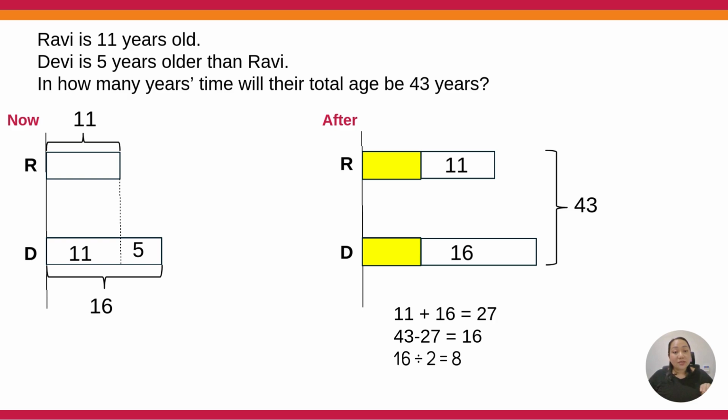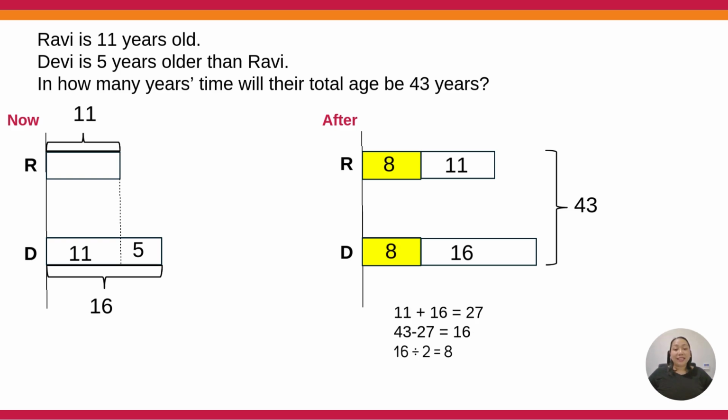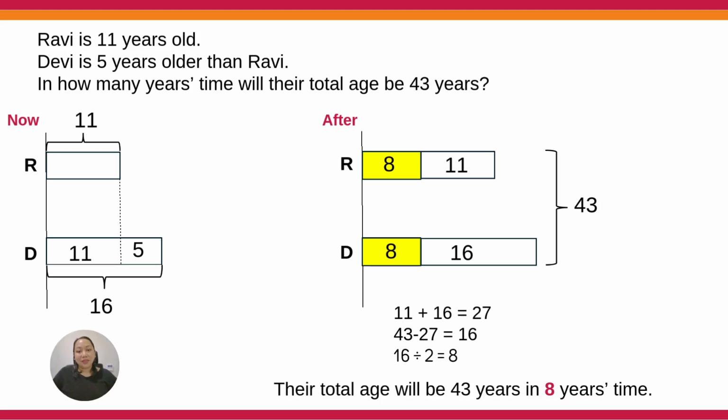To get what one unit or one yellow bar is equal to, we need to divide 16 by 2, and the answer is 8. Now we can label the two yellow boxes 8. Therefore, their total age will be 43 years in 8 years' time.